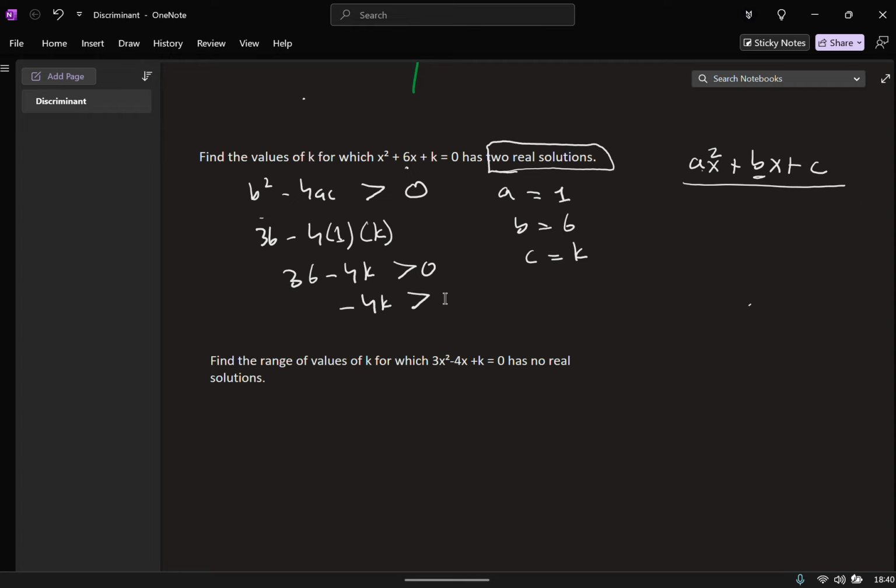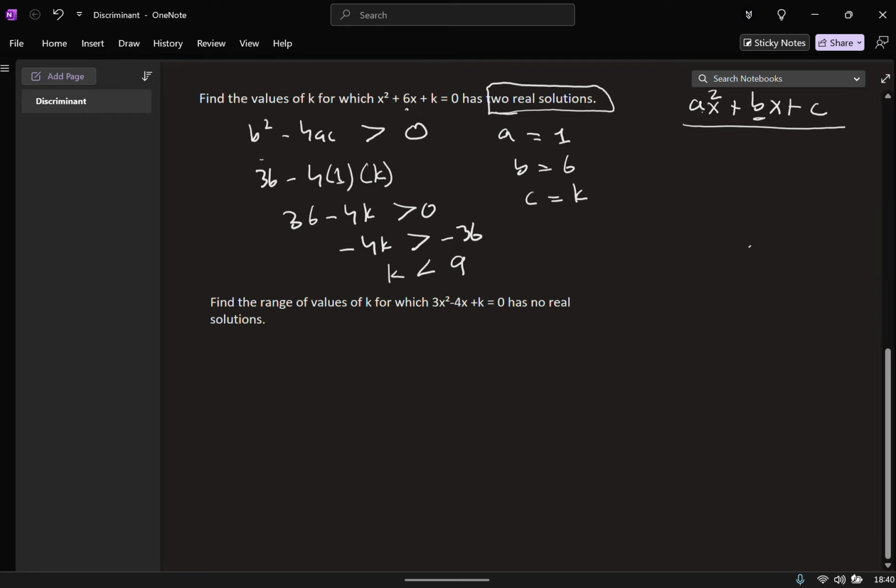Now let's put that to the other side. Minus 4k is greater than negative 36, and this is a key rule, remember. Because we only want k on this side, we're going to divide by a negative number, so our sign is going to flip. 36 divided by 4 is 9, so k is less than 9, and that's our answer.